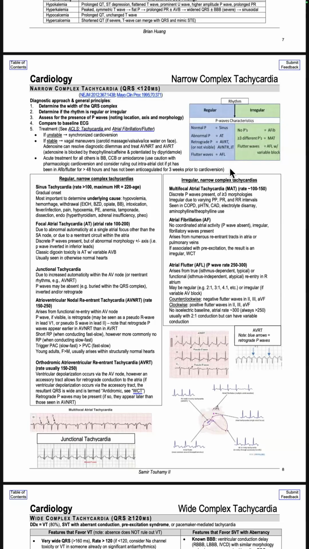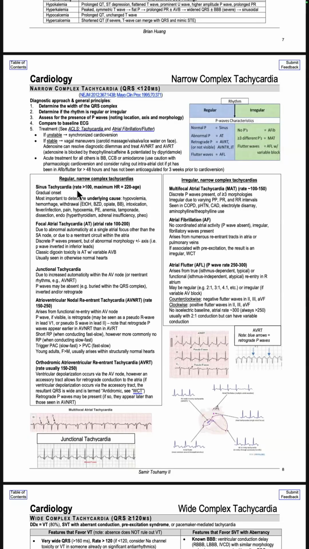Let us now talk about diagnosing the narrow complex tachycardias. This is not important for the acute management, but for consulting cardiology, it's important to make the recommendations. So I'll talk about each of the diagnoses, what it is caused by, the pathology, and an easy way to remember all of them. For the narrow complex tachycardias, the first one I'm going to talk about is sinus tachycardia.